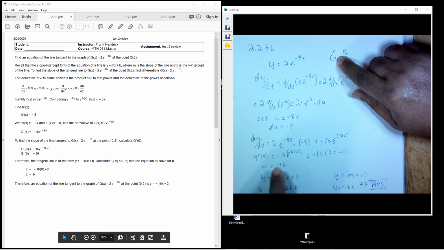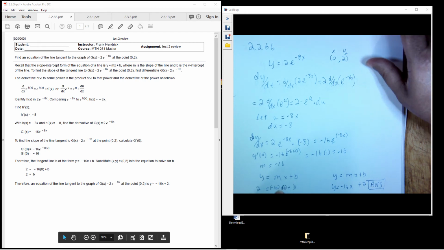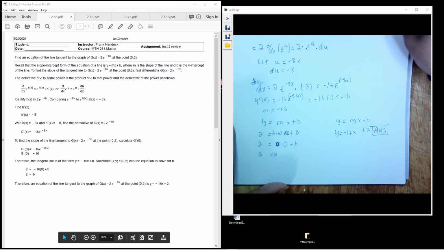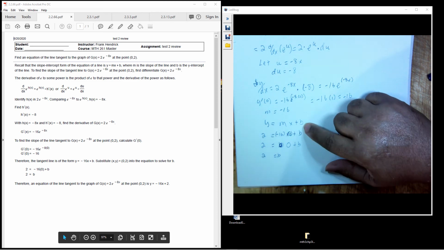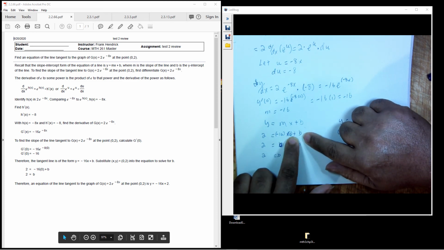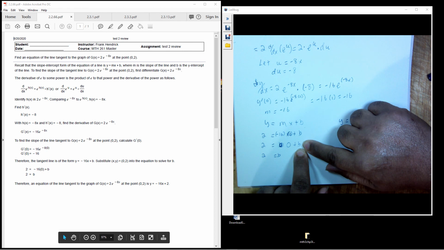So I have a slope and I have a point. I can get an equation for the line now. I need to know what b is. So I plug in here my slope, which is negative 16. My x coordinate is 0. My y coordinate is 2. So I find my y-intercept to be 2.